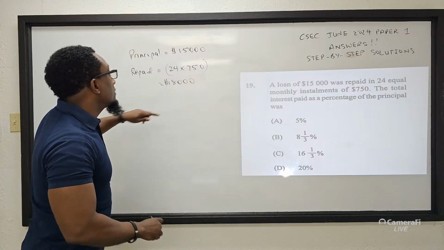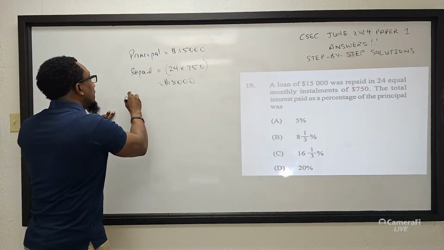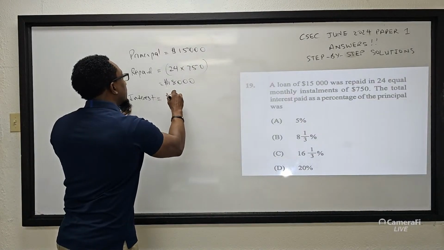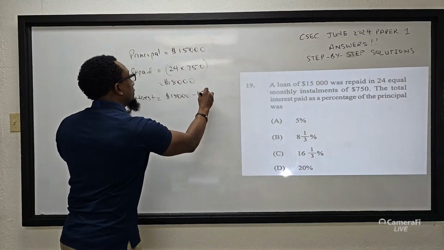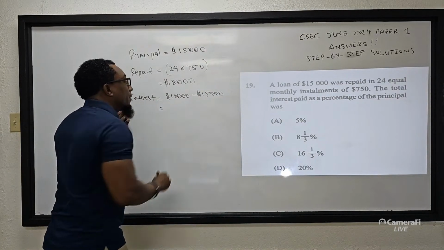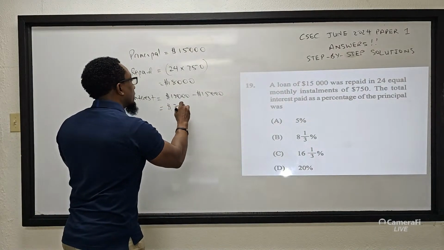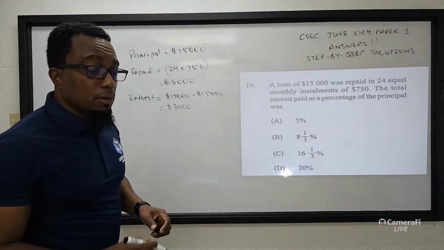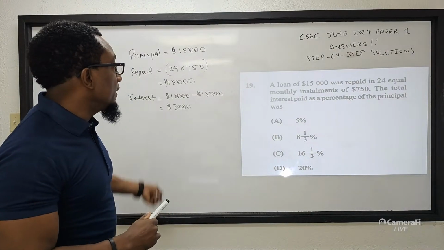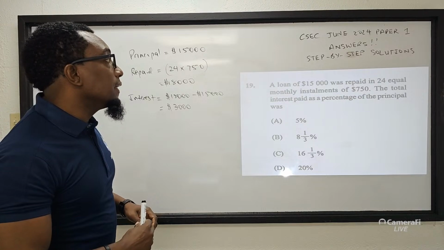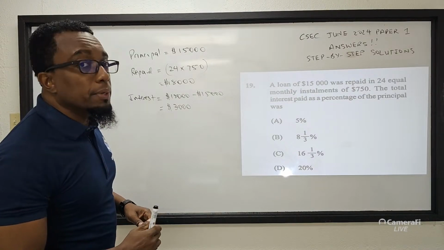So therefore, what is the interest on this loan? Interest here will be to subtract 15,000 from 18,000, which is what? $3,000. So that's the interest on that loan. Okay? So you borrowed 15,000, that's the interest you're going to pay. So they ask the total interest paid as a percentage of the principal.